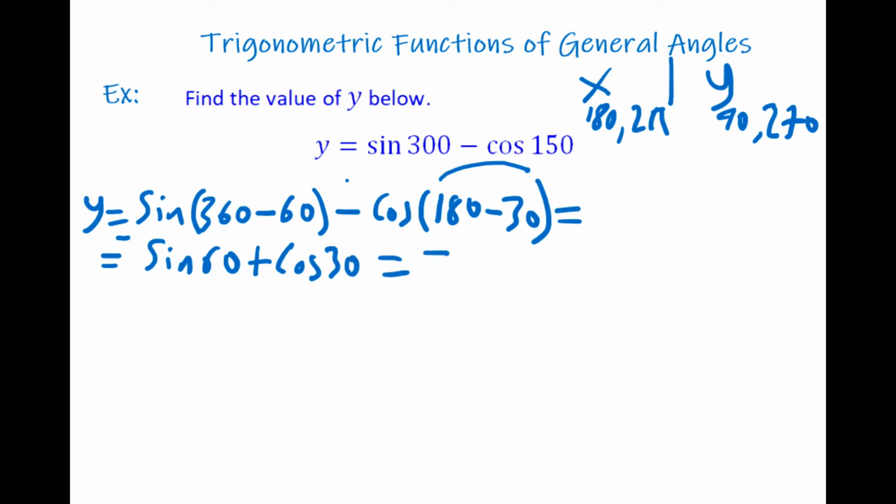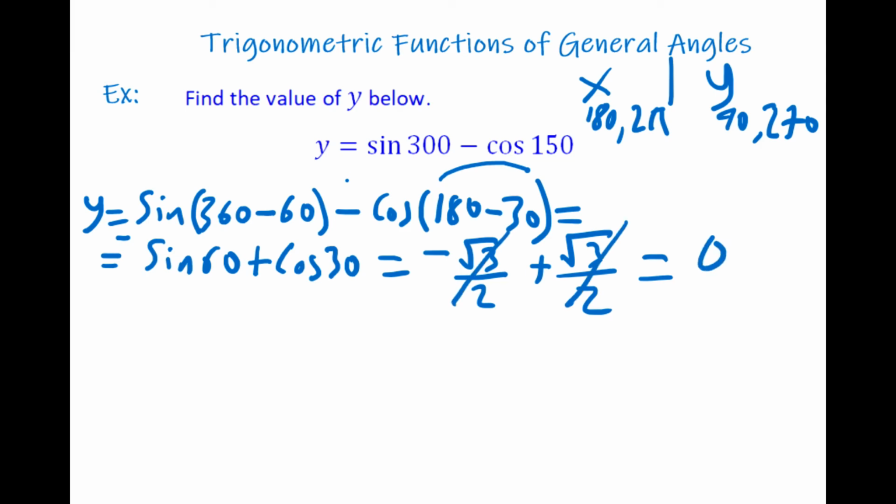Negative sine 60 is what? Square root of 3 divided by 2, plus cosine 30 is what? Again, square root of 3 divided by 2. And if you add them up, we're gonna have 0, guys, right? So in the first way, we found that the result is 0. And I'm gonna calculate the same thing by using the y-axis, guys. And let's see what we're gonna have at the end.